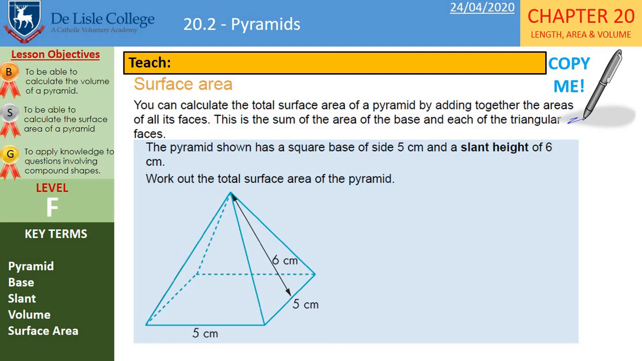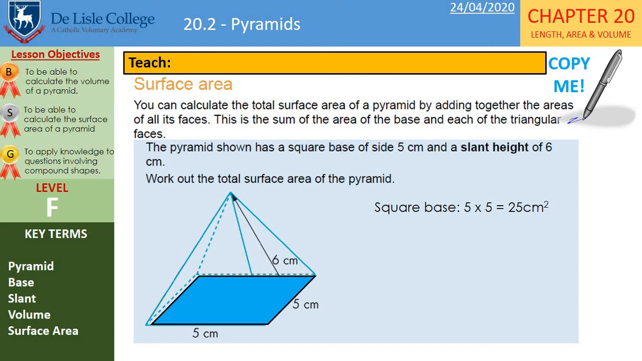So the pyramid shown has a square base of 5 centimetres and a slant height of 6. So now this is actually what's important. We're not interested in that perpendicular height with the apex. We want to know the height of one of the faces of the triangle. Okay, so that's where it's changing what we're using. So we're going to work out the total surface area. Well, let's focus on this base first. It's just a square. We know it's 5 times 5 to get 25 centimetres squared. So we've done part of the problem already.